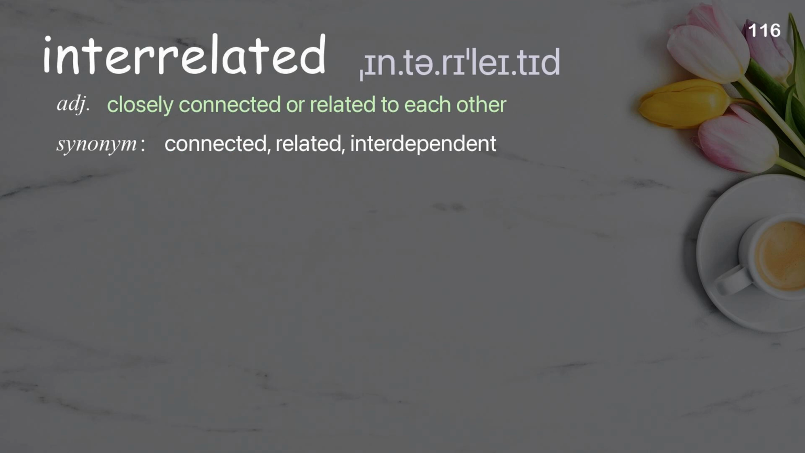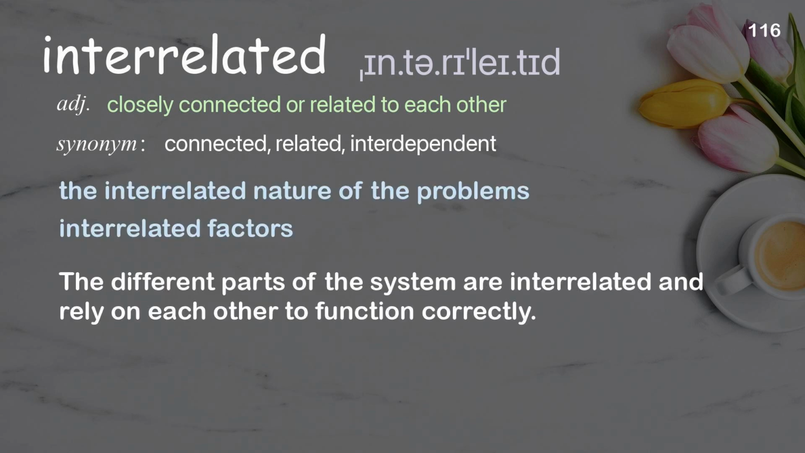Interrelated. Closely connected or related to each other. Examples: The interrelated nature of the problems. Interrelated factors. The different parts of the system are interrelated and rely on each other to function correctly.